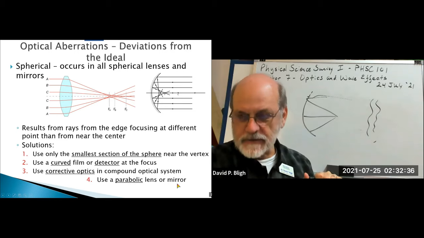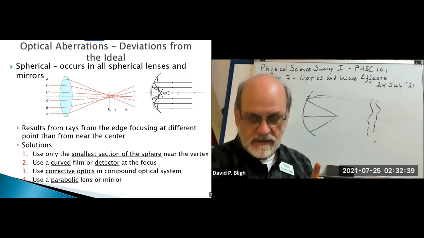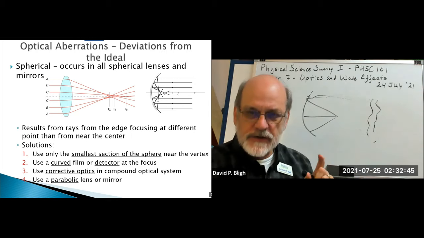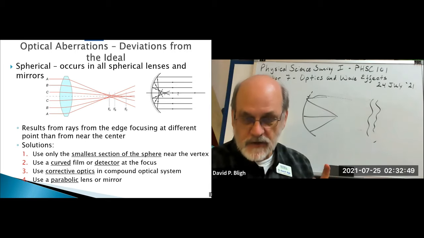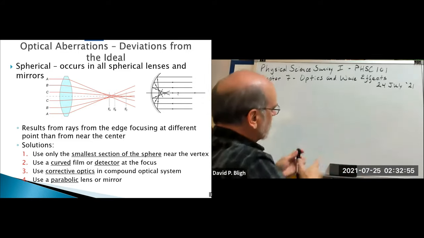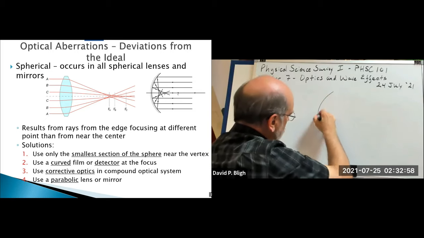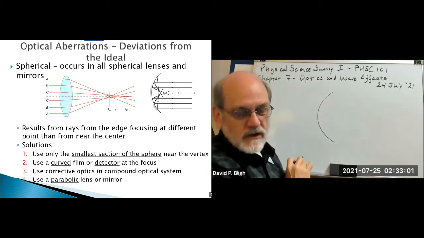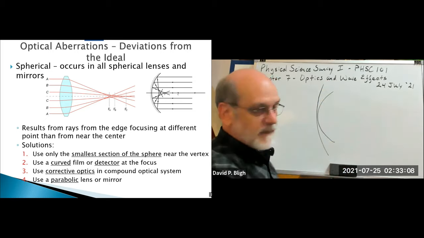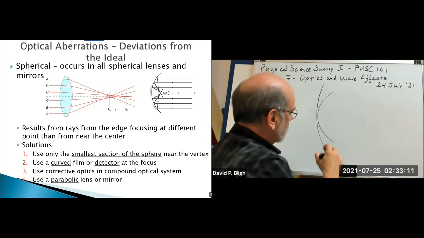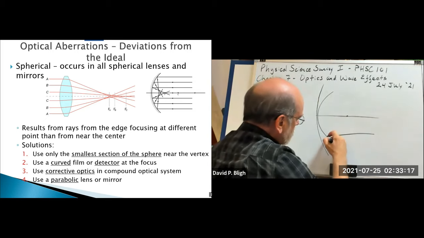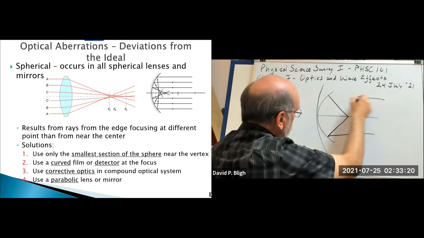There's one other one. Especially with mirrors. In fact, either way, lenses or mirrors. Instead of using a spherical ground surface, use a parabolic surface. So what does that mean in practical terms? If this is a spherical surface, then use a parabolic surface with not quite as much bend in it. Then the light beams here would focus there, right?